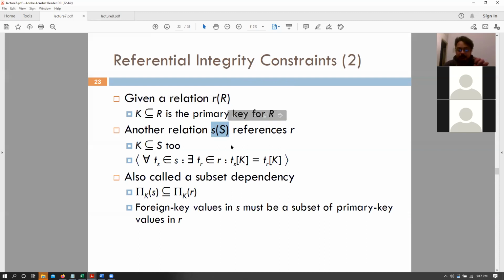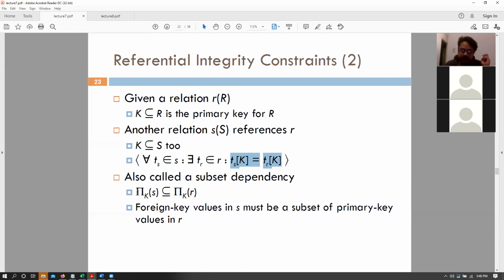And all we are saying in terms of our relational algebra equations is that for all tuples T of S that is in our relation, so for example, the depositor relation that belongs to S, for each tuple T of R that is in our R relation or our account relation or whatever, essentially we are saying that TS of K should equal TR of K. So there should be a corresponding K value in the R of K table corresponding to the S of K table, right? So that is what we are essentially saying.